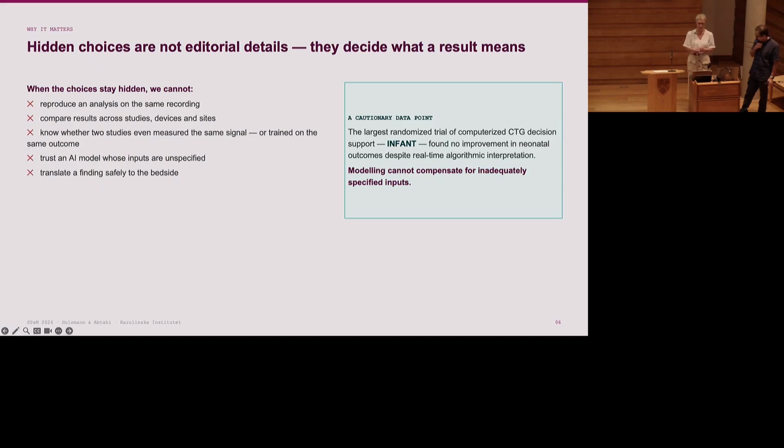And when they stay hidden, several things become impossible. We cannot reproduce an analysis. We cannot compare results across studies, devices, or sites. And we cannot know whether two studies even measure the same signal or are trained on the same outcome. That makes it very difficult for me as a clinician, who will be responsible for the medical care and choices, to trust an AI model whose inputs are unspecified. And I cannot translate it safely to the bedside of the patient.